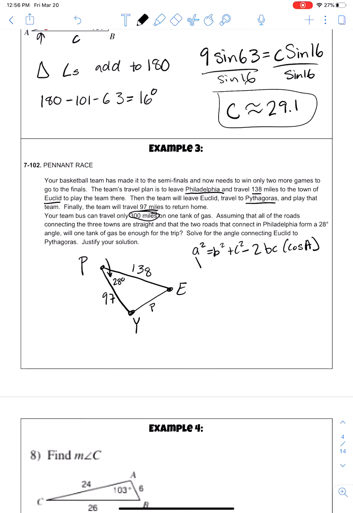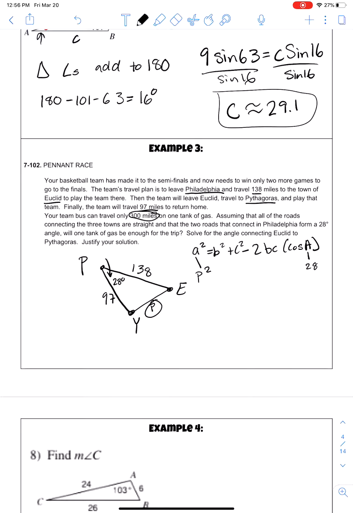Notice that side A and angle A are on opposite sides of the equation, and that's the key there. You can use this to solve for any missing side or angle that you wish. You just need to make sure that the side you use is opposite the angle you use. So in this case, we want this to be 28 degrees because the side that we're solving for is this P over here.